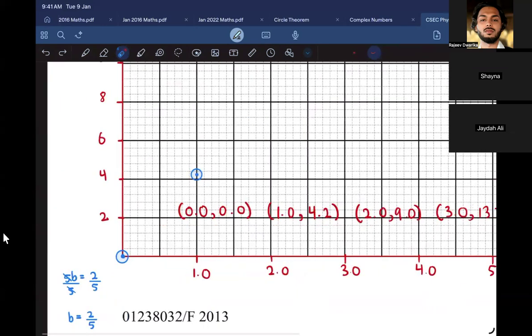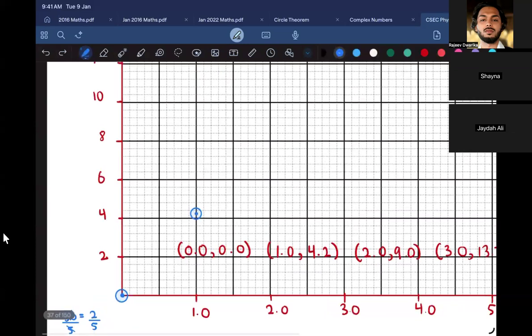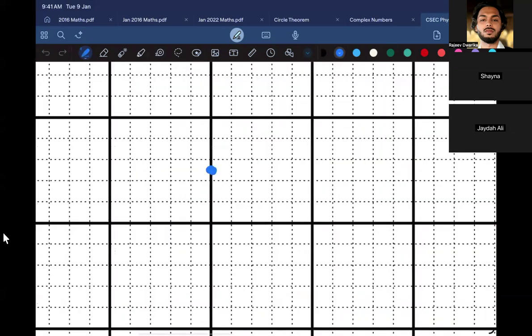Cool. All right, the next point, 2 comma 9. Now let me show you a hack for this. Wouldn't 9 just be in the middle of 8 and 10? Yes. So we could just say 2 and guesstimate that it would be over here.